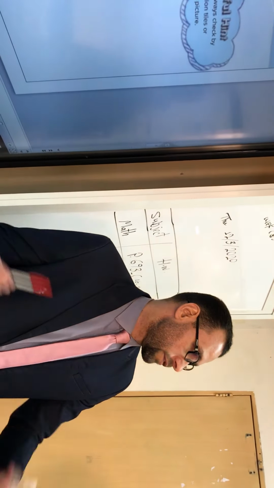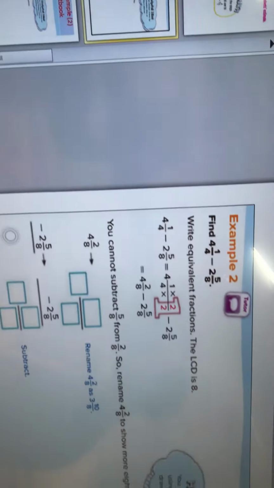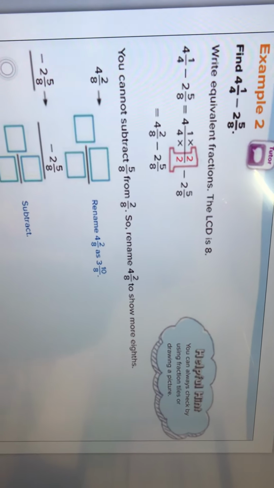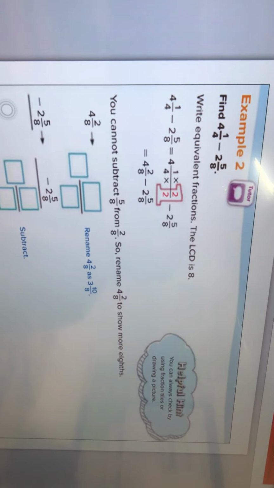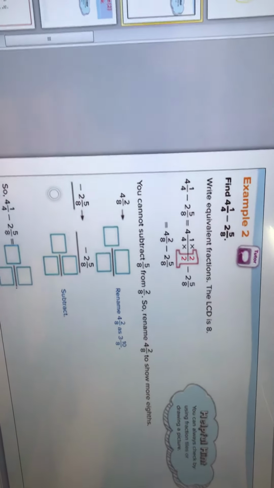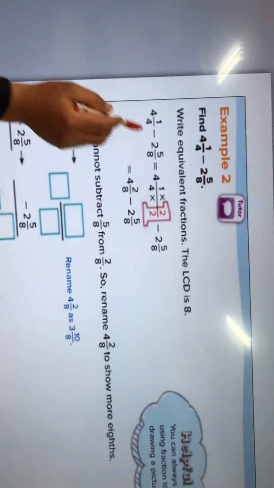4 and 8, they are different denominators. It's called unlike fractions. Okay, before we subtract, we have to make them like fractions. How to make it? Find the LCD for the denominators. What does it mean? I see the first one with denominator 4, and the second one with denominator 8. Is 4 can be 8.